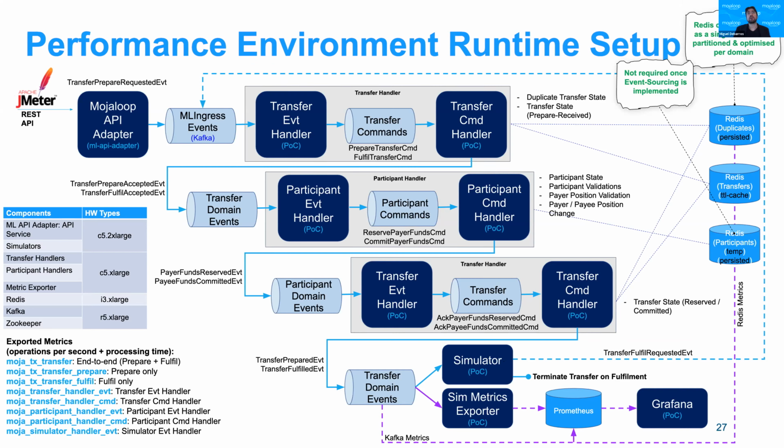So this is just a visual representation of how it was deployed. We have the JMeter on the far left, we have the ML API adapter, and of course we have the individual topics in between the components. You'll see that we have the transfer handler itself, which is divided into subcomponents, the transfer event handler and the transfer command handler. As part of the POC at the moment, we're deploying those components in one container or one pod, and they run as a discrete deployable artifact within the actual environment.